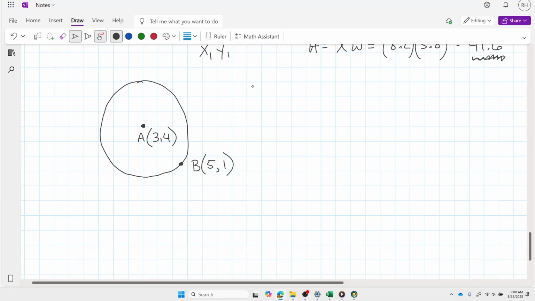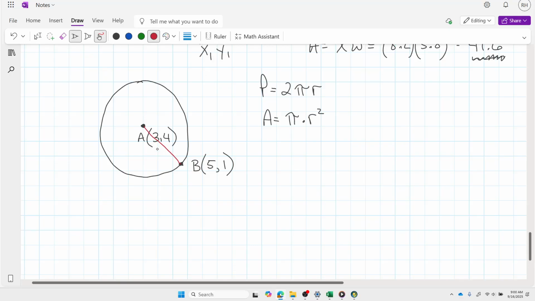So the perimeter of a circle is equal to 2 times pi times the radius. And the area of the circle is equal to pi times the radius squared. So you need to find the length of this radius, and the length of the radius is going to be the distance from point A to point B.